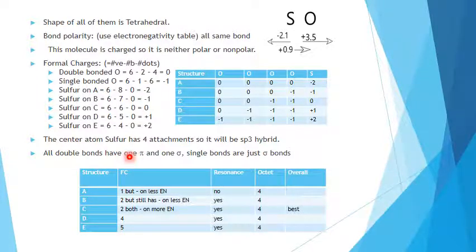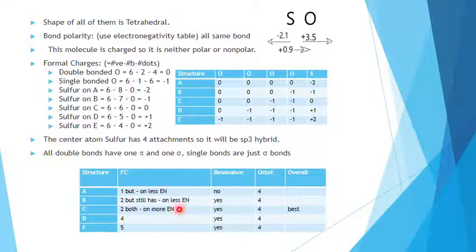Now, I'm only going to do this once. Anytime you see a double bond, it will have a pi and a sigma bond. And whenever you see a single bond, it will have a sigma bond. If you have a triple bond, it'll be 2 pi bonds and 1 sigma bond. So this is the only structure here that I'll give that information.